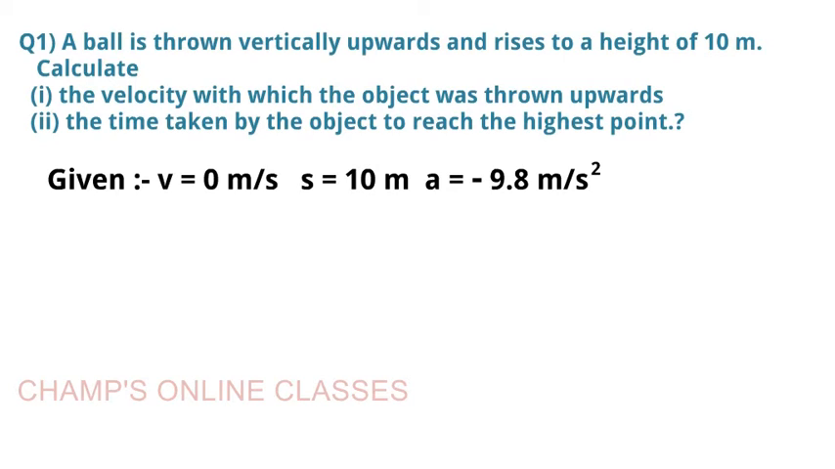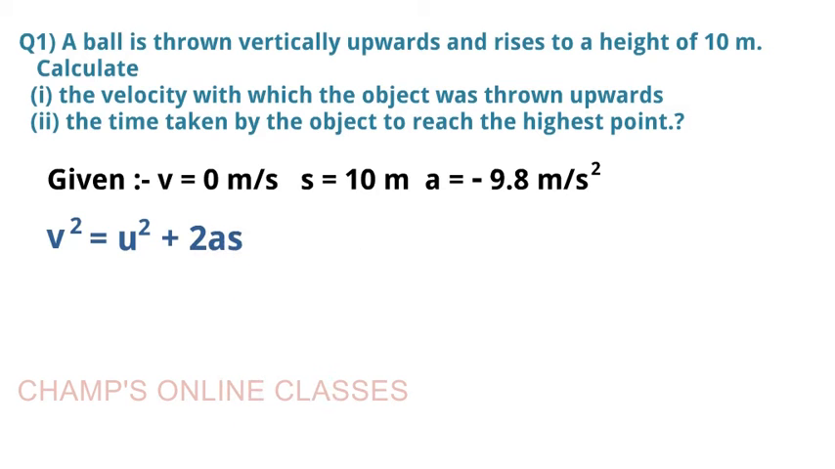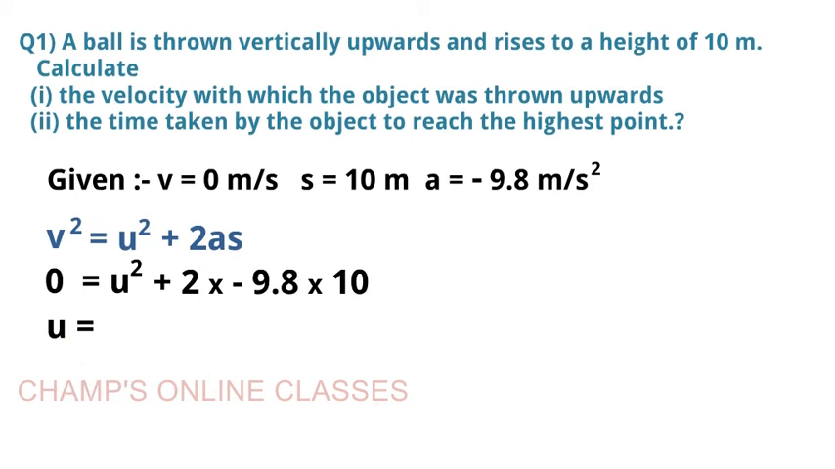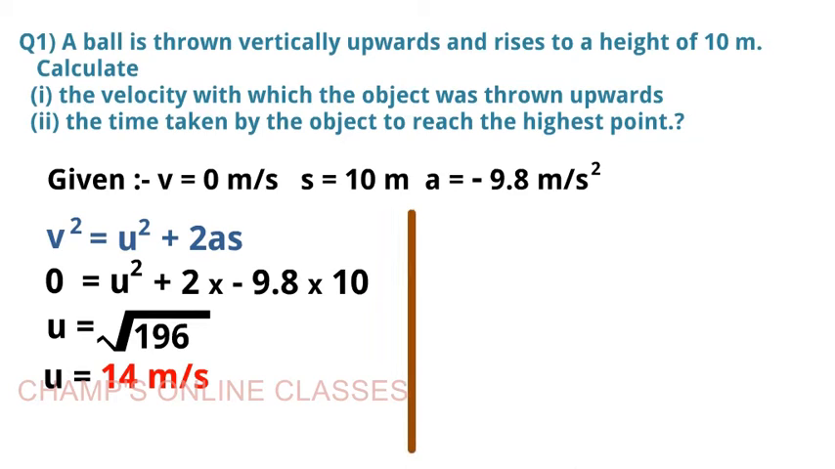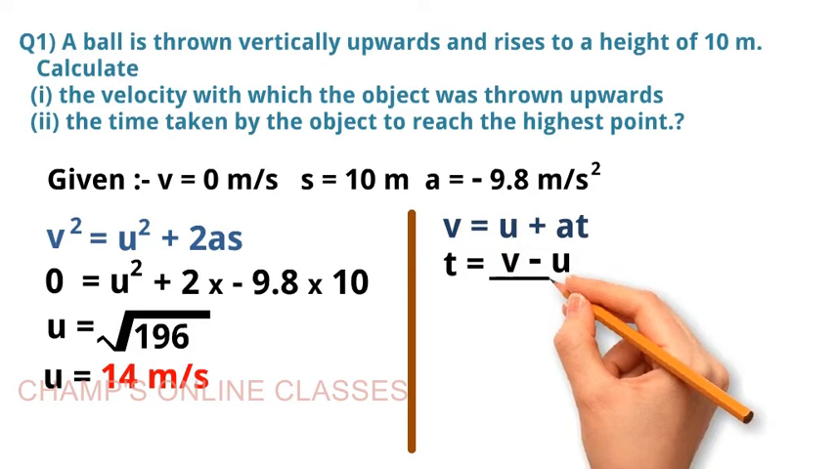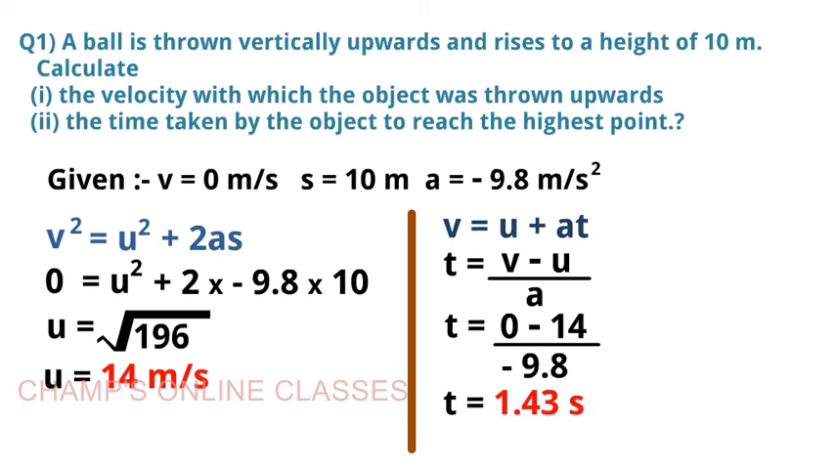To calculate the initial velocity with which the ball was thrown upward, we will be using the third formula of motion, that is v square is equal to u square plus 2as. Substitute all the values in the equation. We will get u as root of 196, that is 14 meters per second. Now to calculate the time taken by the object to reach the highest point, we will be using the first formula of motion, that is v is equal to u plus at. Put all the values and calculate. We will be getting t as 1.43 seconds.